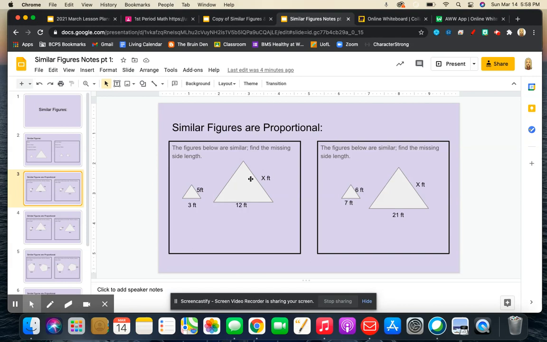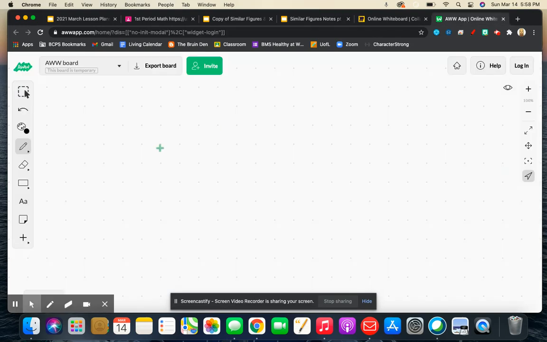In order to do that, we want to set up two ratios. So we're always going to have our original one, our OG, and then our new one on the other side.